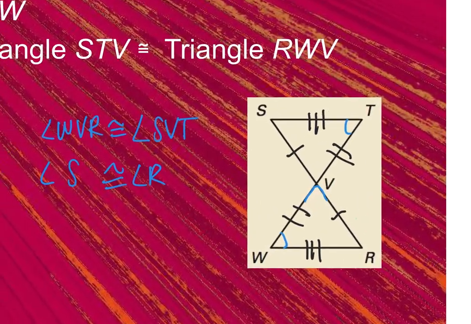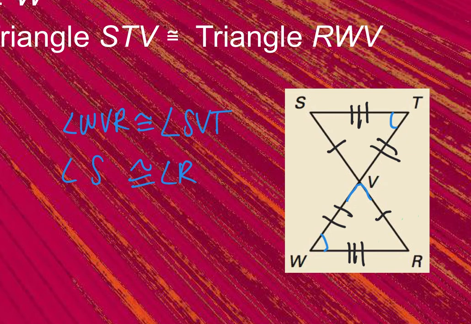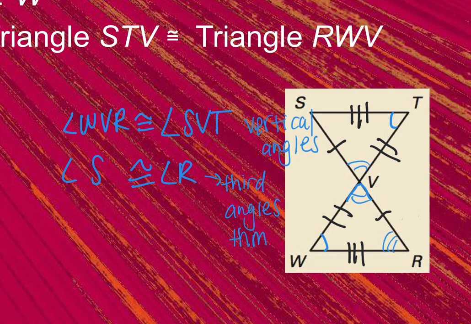Now, we need reasons for each of these. WVR is congruent to SVT because they are vertical angles. And angle S is congruent to angle R because of a theorem that those two are congruent by the third angles theorem. So these two are congruent, and then these two are congruent.